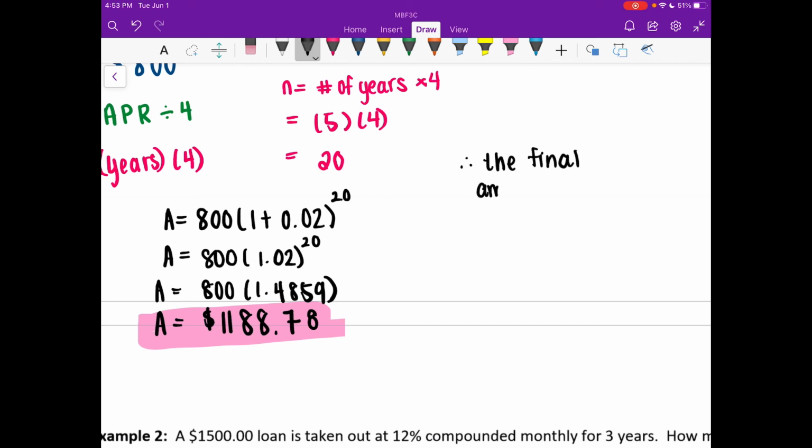Right? So therefore, the final amount after 5 years is $1,188.78. And that's going to be your answer.